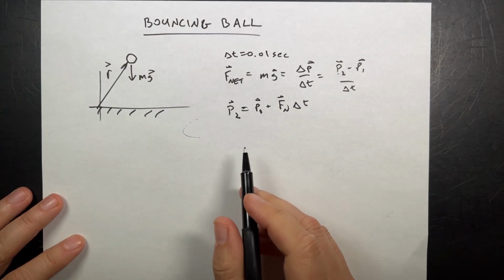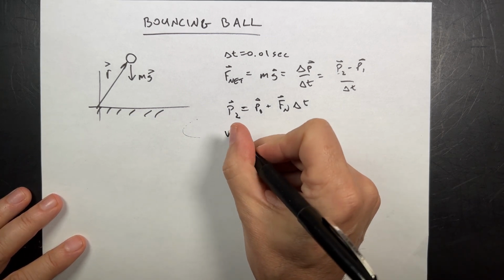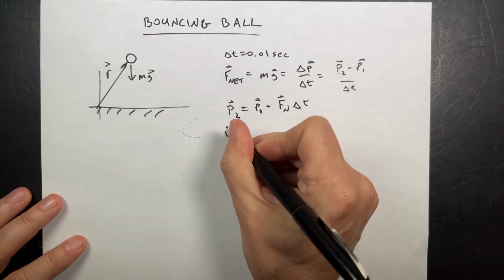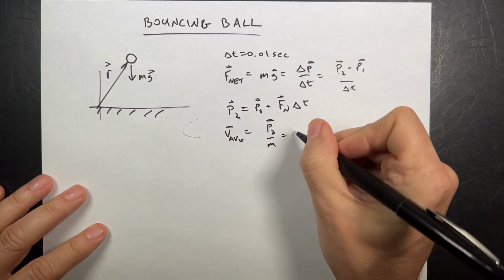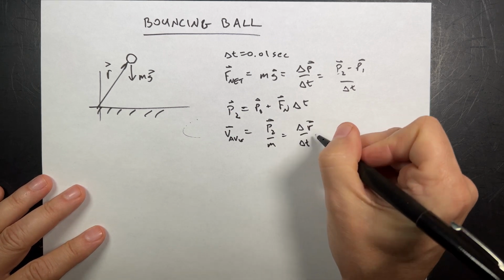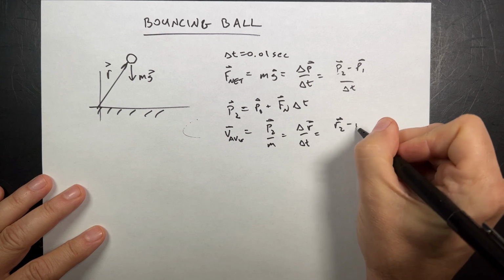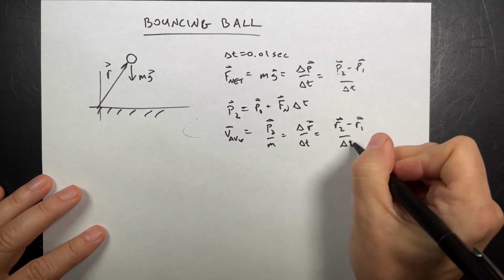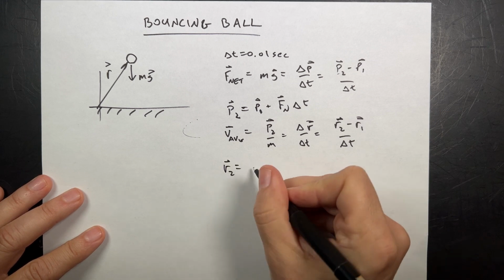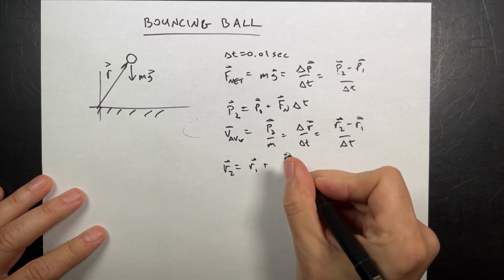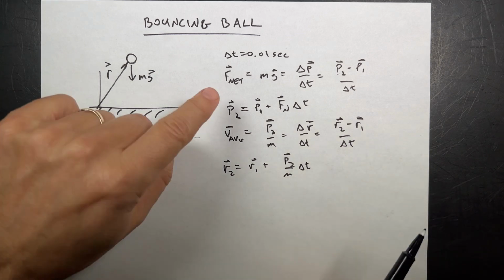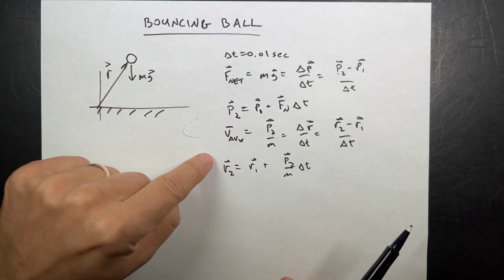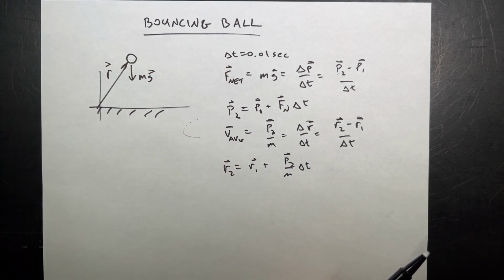I can assume that the momentum's constant, so that the V average is P2 over m. I'm using the momentum I just calculated, and that's going to be delta R over delta t, and that's going to be R2 minus R1 over delta t. And then I can solve that for R2. R2 equals R1 plus P2 over m delta t. And so this is my Euler method of a numerical calculation. Calculate the force, update the momentum, update the position, go back up and do it again. And if the ball's just falling, it's stupid and easy, but we're going to do it anyway.